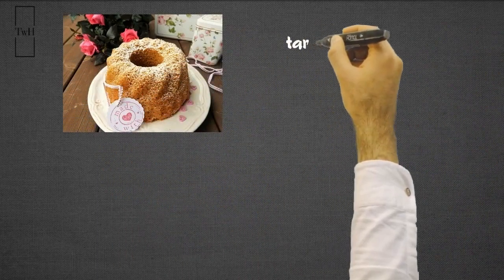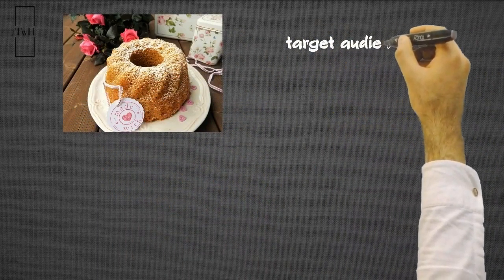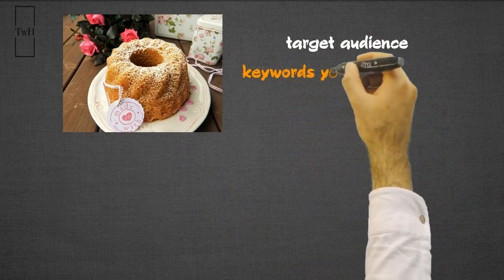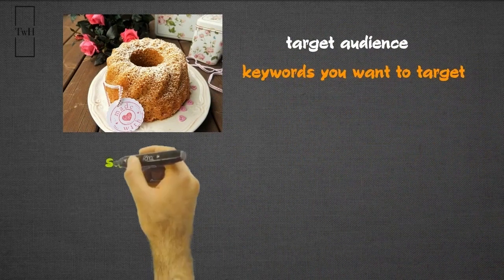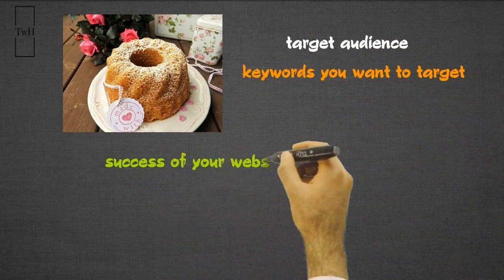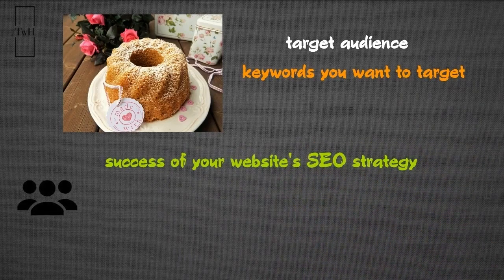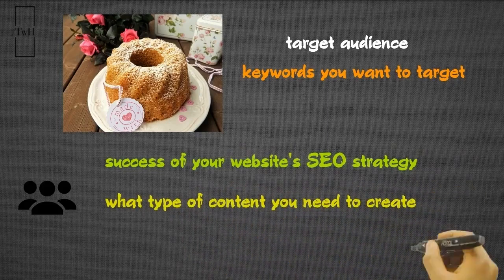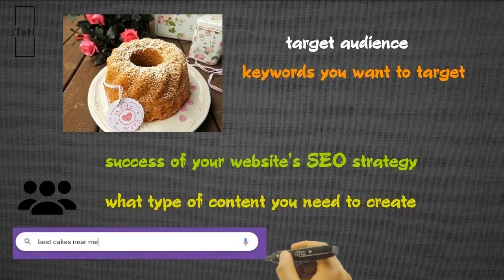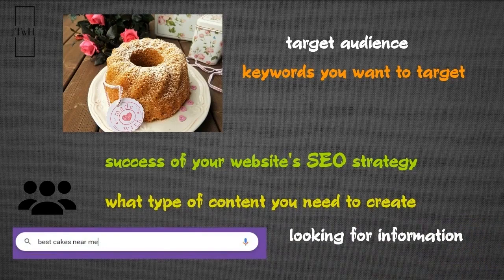After creating your website, the first thing to consider is your target audience and the keywords you want to target. These two elements play an important role in the success of your website's SEO strategy. Target audience helps you determine what type of content you need to create. And keywords are the terms that people search when looking for information related to your website.